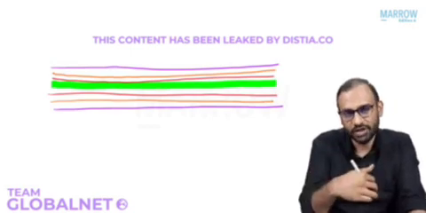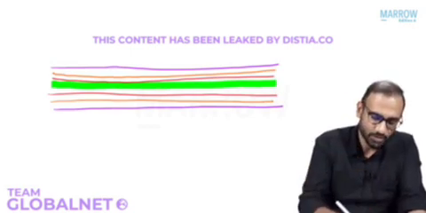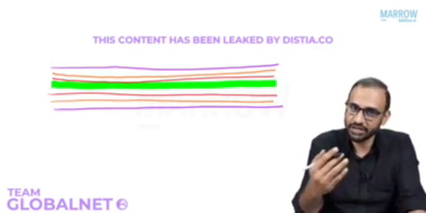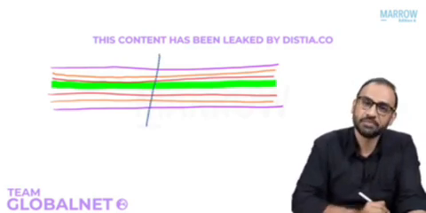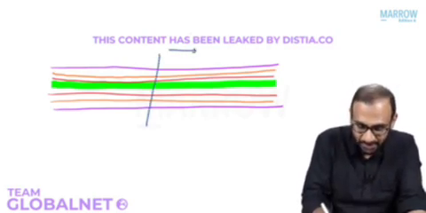Now, why is this important? This is important because suppose there is a nerve injury. What happens? For example, there is a nerve injury here like this. What happens to the distal limb?